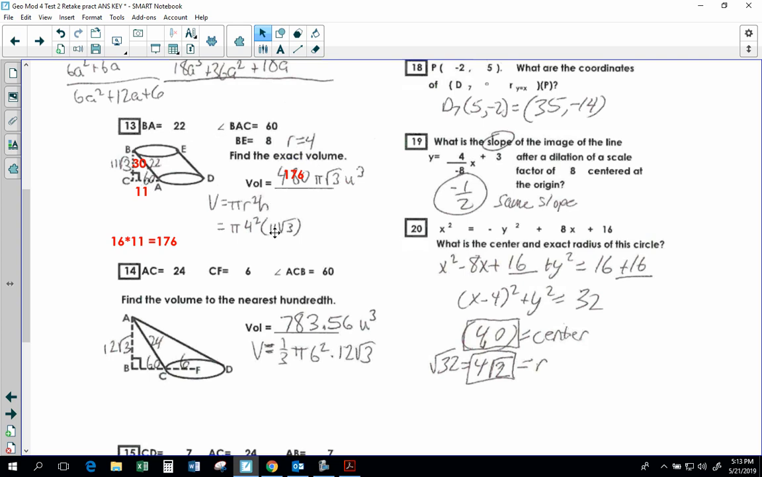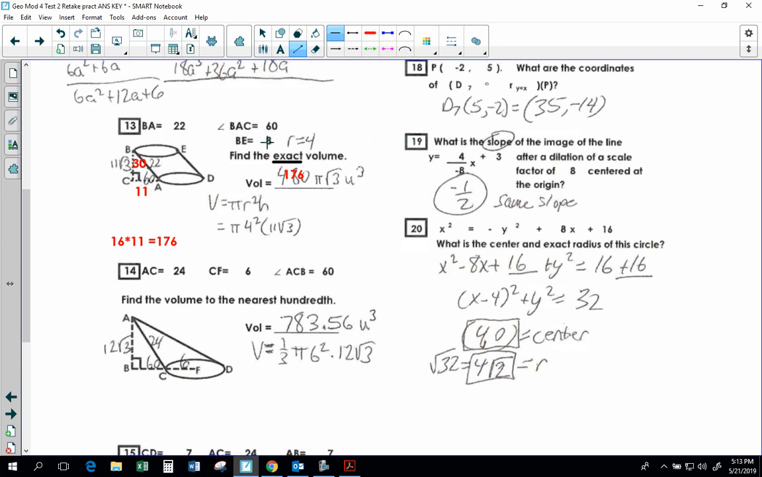176 pi right here in root 3. Okay, exact. That's the key here. I'm doing exact. That means I do not put pi in the calculator. So we had a bunch of people putting in the decimal answer and root 3 in your calculator. You don't do that. You gotta leave the radical and the pi in there. So the answer should be 176 pi square root of 3 cubic units. Volume, remember, is always cubic units. Okay, so just know that that's 176, not 480.